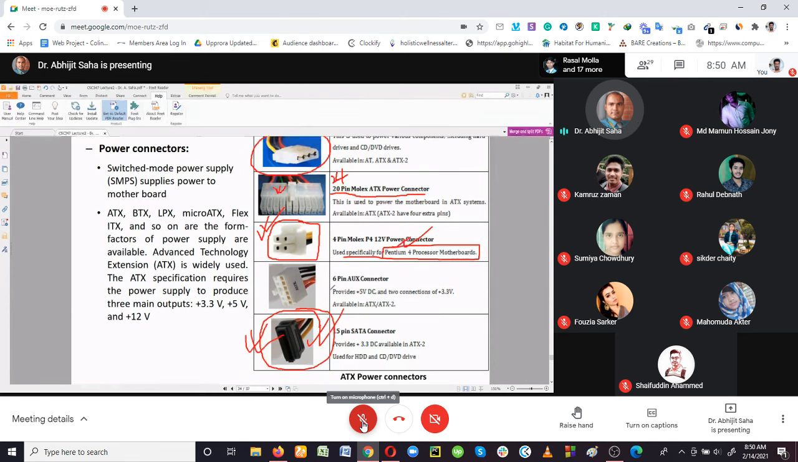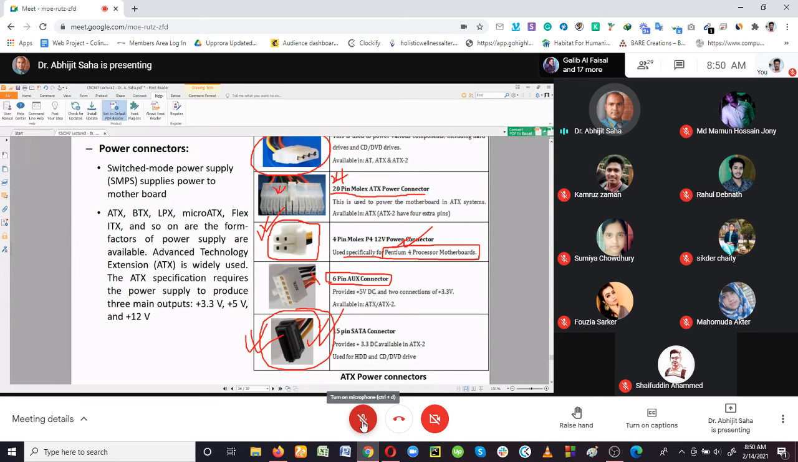Now here is the 6 pin auxiliary connector. If I'm not wrong, this is providing the power to the CD-ROM devices. There was another 6 pin auxiliary connector, I think, for the floppy drive, but I think the floppy drive one was the 4 pin, if I am not wrong. These days we do not have the floppy drive, and the optical devices are coming with more advanced power connectors.